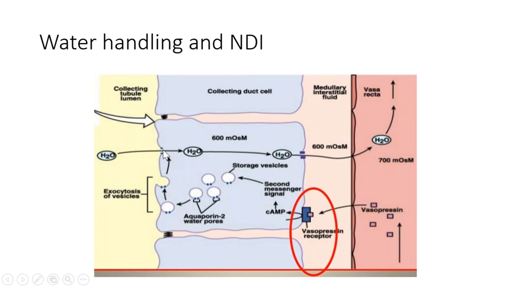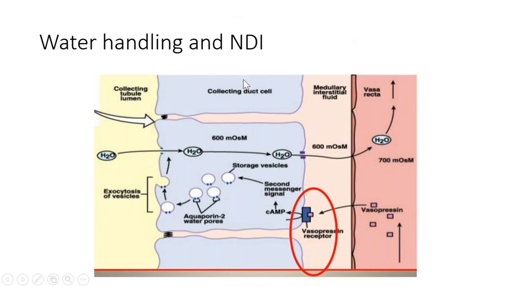So if we have an excess of water, if our plasma osmolality is low, we won't produce vasopressin. There will be no aquaporin channels inserted into the membrane, and water will therefore just pass through the collecting tubules and will produce more urine so that we can excrete the excess. As I said, if we're feeling particularly dry and our osmolality goes up, our brain's very sensitive, can sense this and release vasopressin so that we can reabsorb more water through the collecting tubules. And this is how we handle water.